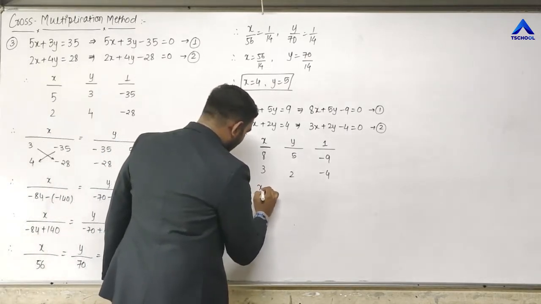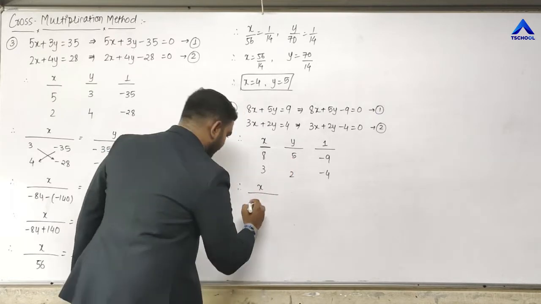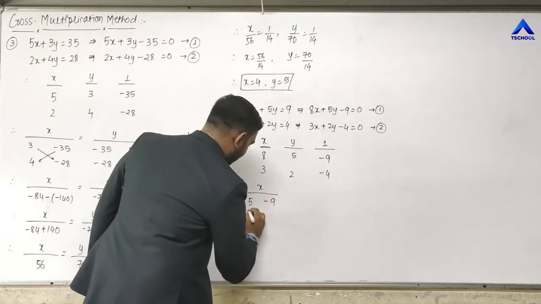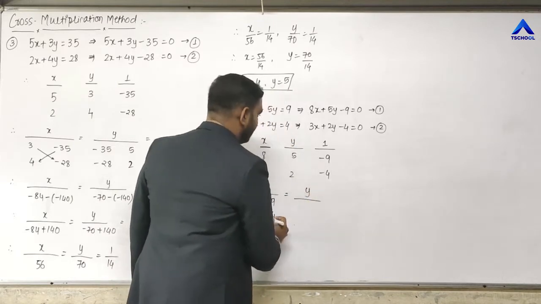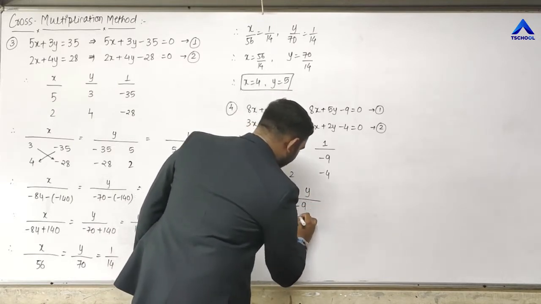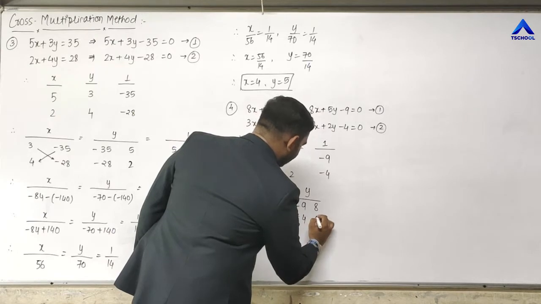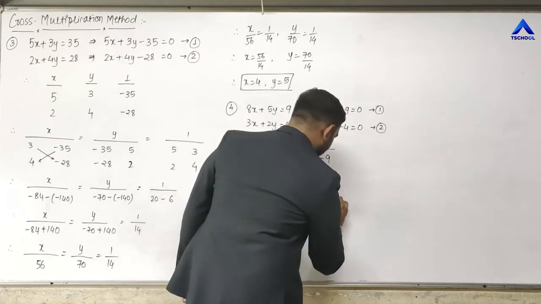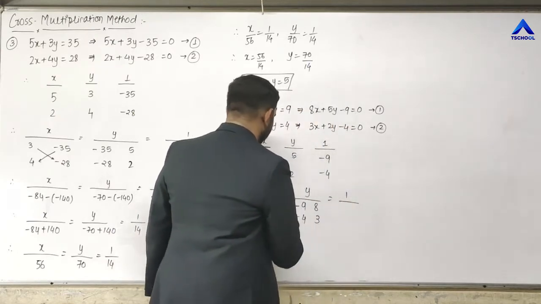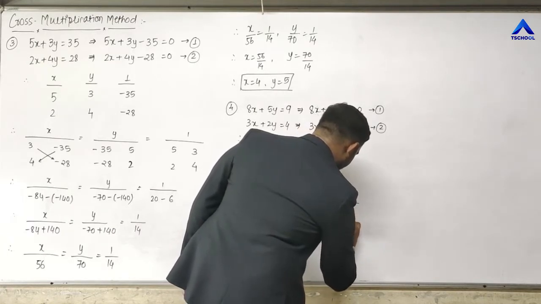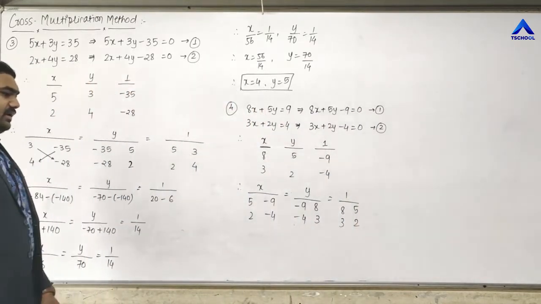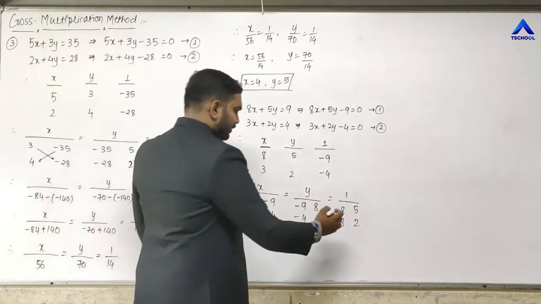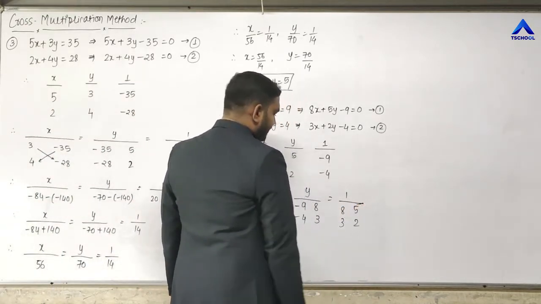Therefore, x upon 5 minus 9, 2 minus 4 is equal to y upon minus 9 minus 4, 8 3, and is equal to 1 upon the coefficients 8 3 5 2. Right, so these are the coefficients written. Now we shall cross multiply them.